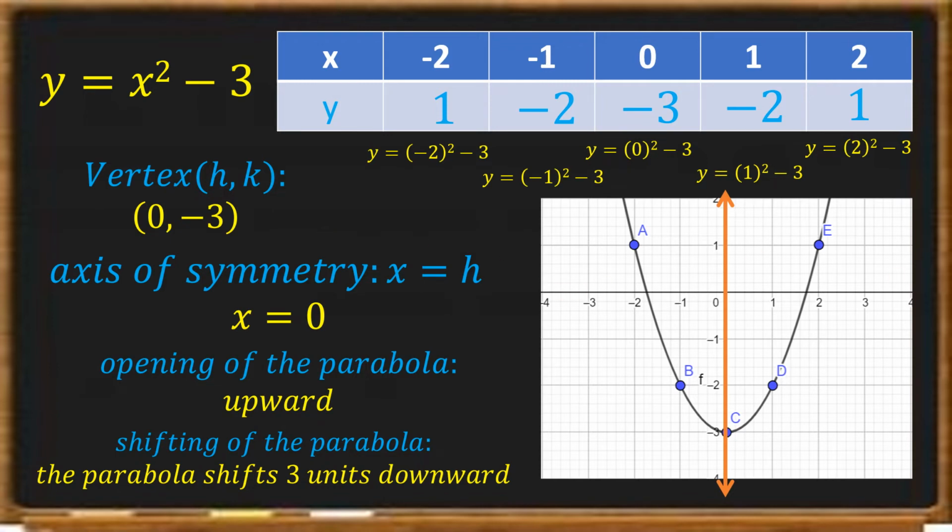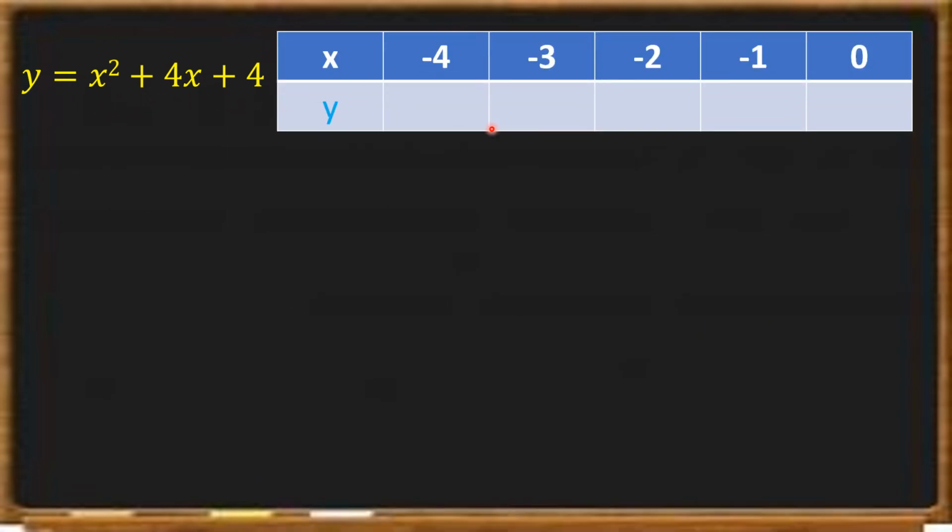Okay, another example. Okay, so dito naman, trinomial na siya. Y is equal to x squared plus 4x plus 4. So, yun ulit, gawa tayo ng table. So, x is equal to negative 4, negative 3, negative 2, negative 1, 0.